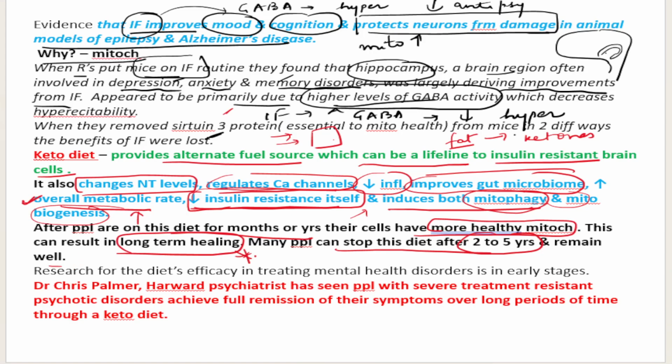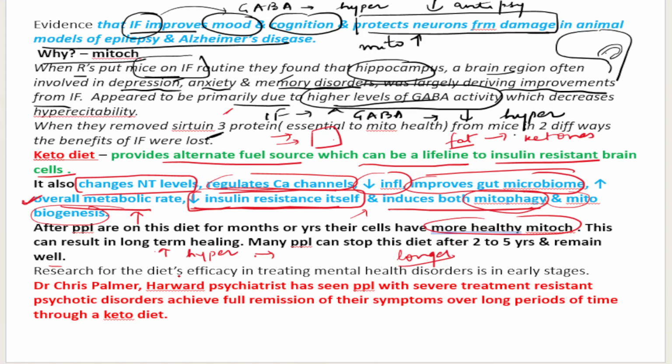But here is a point to note: when you initially start a metabolic intervention like the ketogenic diet, it may initially cause the symptoms to worsen, because sometimes it may cause hyperexcitability in some cells, and this may lead to worsening of the symptoms. But over a longer period of time, it will result in production of more healthy mitochondria, and it will improve the metabolic health of the person.